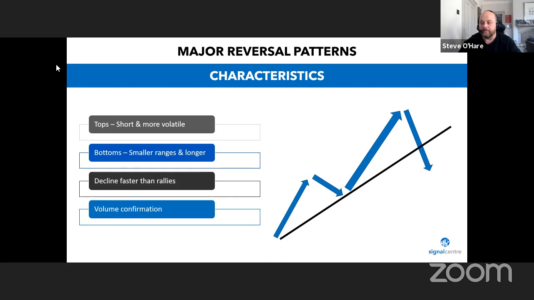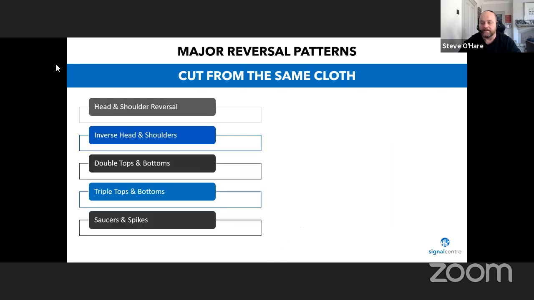Here we have the reversal patterns themselves, the major ones that we are going to be covering over the coming broadcasts. Head and shoulders reversal is one of my favorites, and you can also get an inverse head and shoulders formation. I'll describe the head and shoulders formation, but also think about it the other way around.